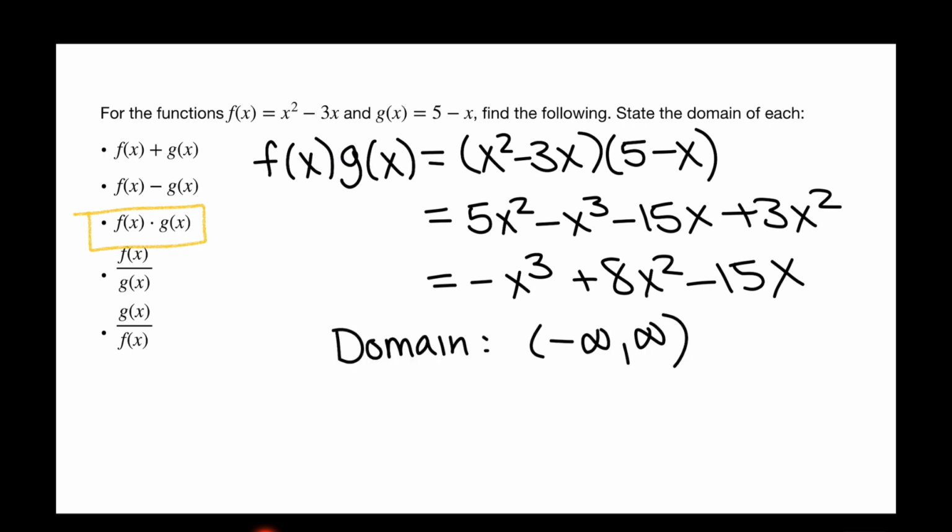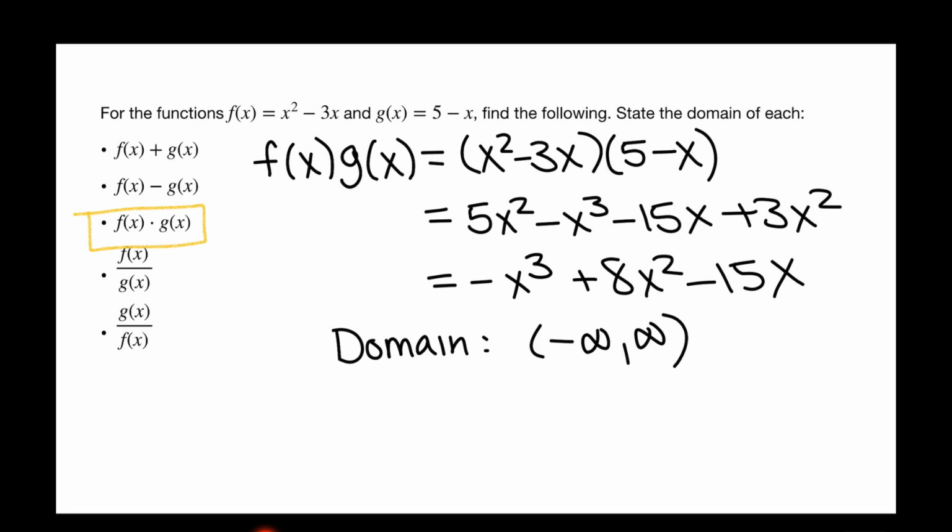All right, so when you are adding, subtracting, or multiplying two functions together, the domain of the result will always include the domain of your two functions. Since we were working with functions whose domains were all real numbers, if we add, subtract, or multiply those functions, the domain is still going to be all real numbers.